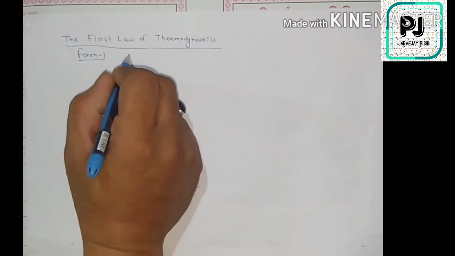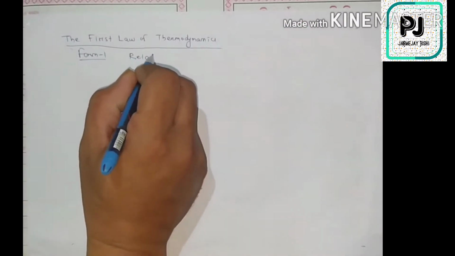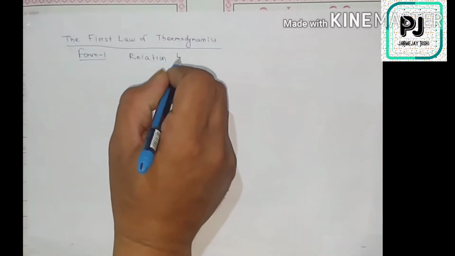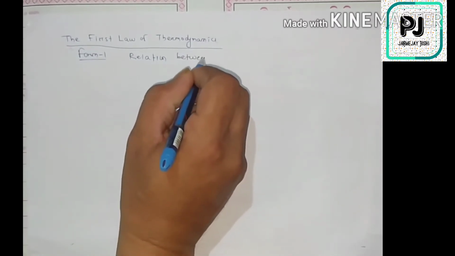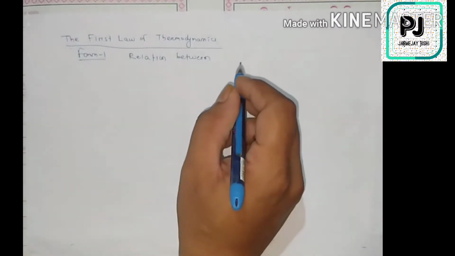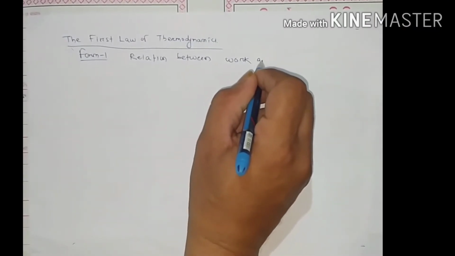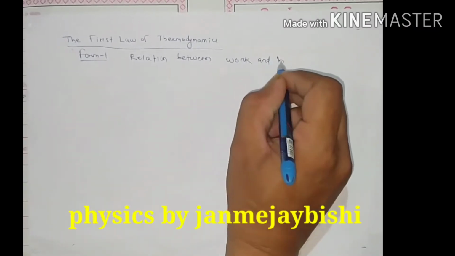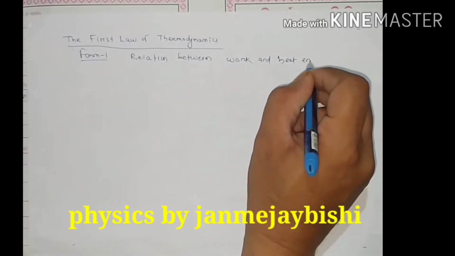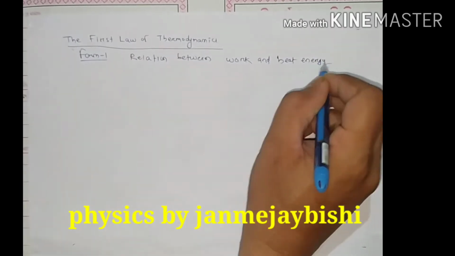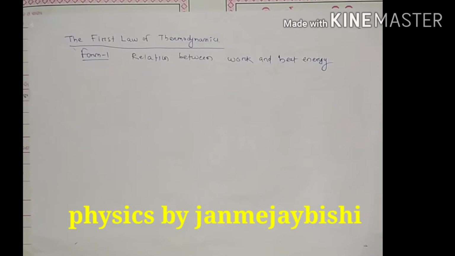The form 1 is the relation between work and heat energy. This is the form 1. Actually, they define the relation between the work and heat energy.